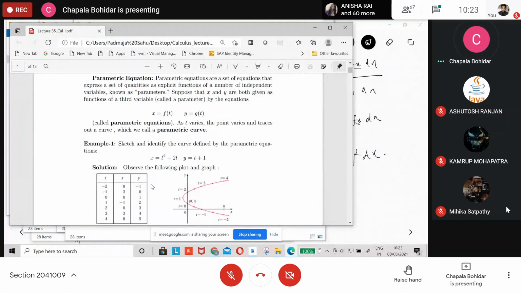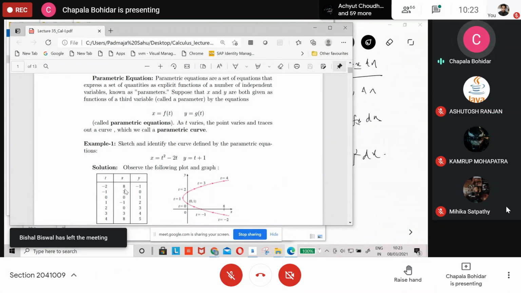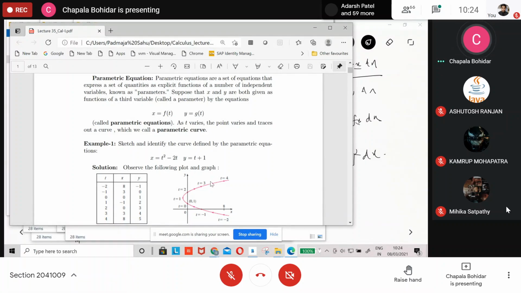So what is done here? By considering some values, the points in between minus 2 and 4, that is minus 1, 0, 1, 2, 3. So by substituting minus 2 here, I am getting the value of x, and the value of y is equal to minus 1. So according to that, we get all the values of x, y on the curve.